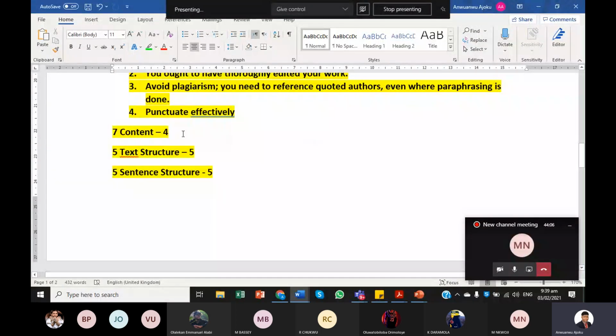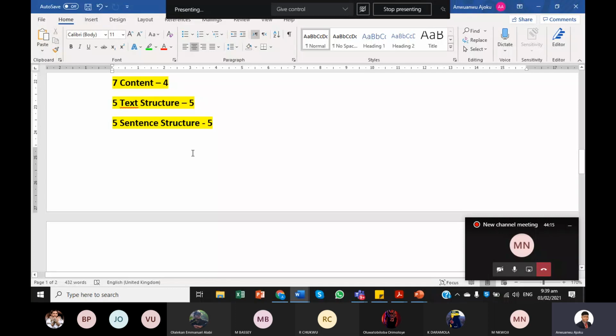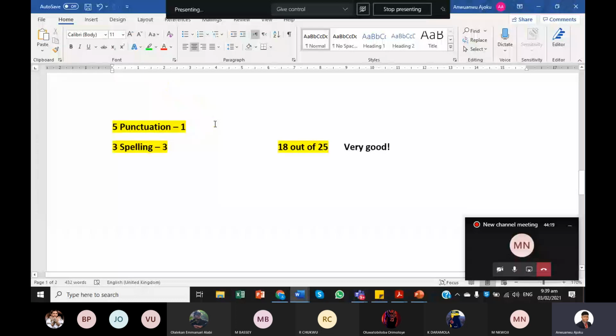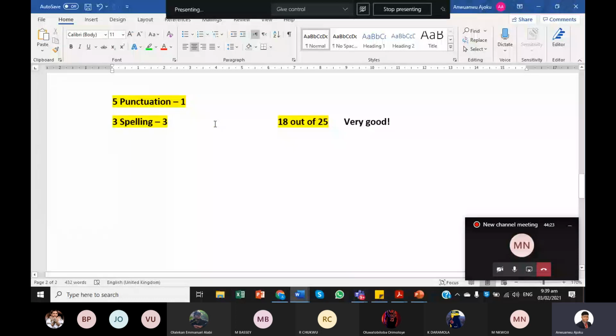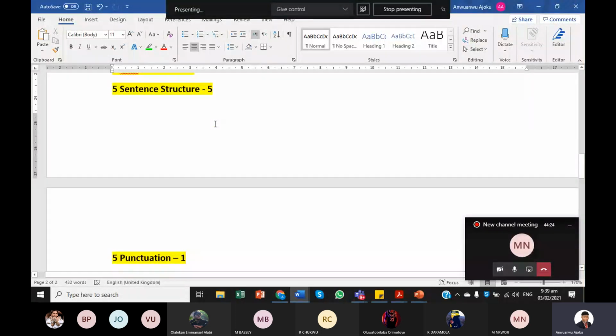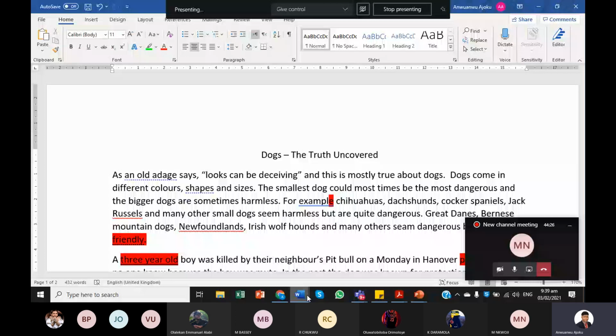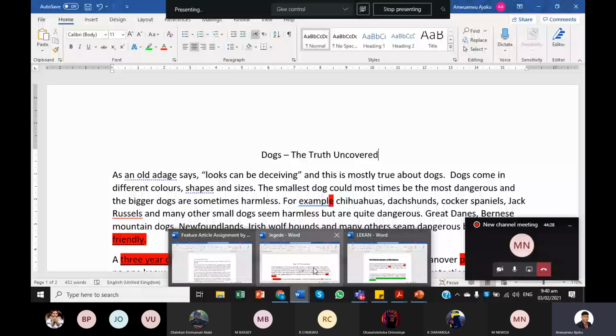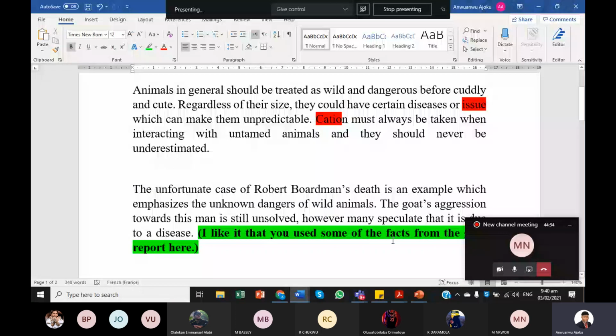On the content, she got 4 because she did not follow the first bullet. Then text structure 5, good. Introduction and conclusion, body, conclusion. Sentence structure 5, and then punctuation 1, spelling 3, 18 out of 25. Very good. Okay, she actually tried, but it's just for her to do a little tweak, and then she would do better. All right, let's see the next one, and the only one we have to see before we call it a day.